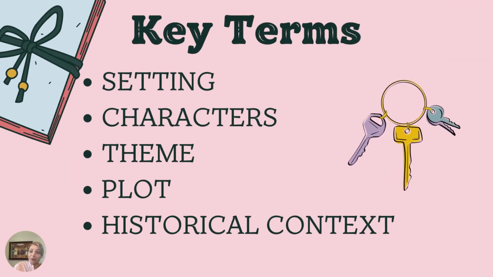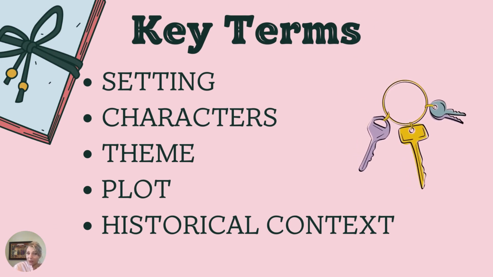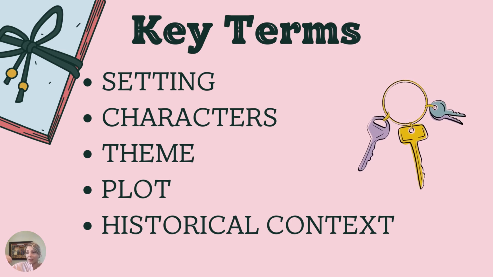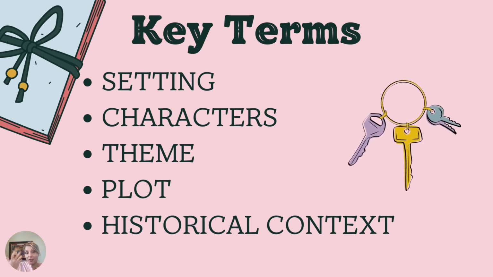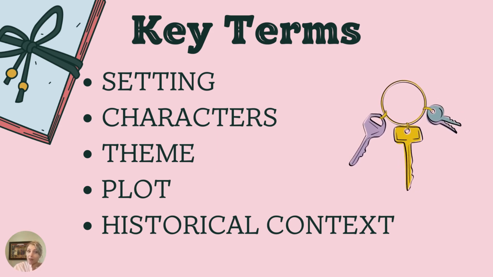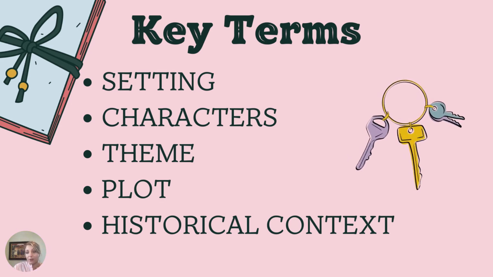Key terms we're going to review, a lot of these are probably familiar to you. And I also think it's helpful to think of how it helps us reflect on film, because so many of the things that we're reading in literature are also things that the director, the writer, even the actors are trying to convey to us through film. So I've used that as an analogy to help us dig into these terms. There's setting, characters, theme, plot, and historical context, which is often also called cultural context.